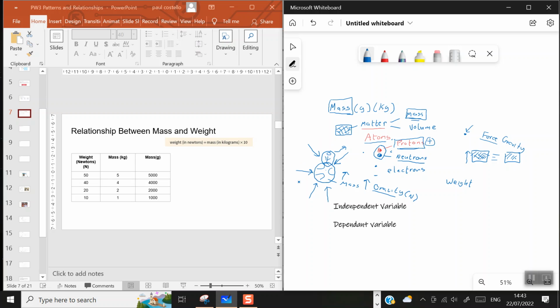Now, when we talk about weight, weight is a force, and it's measured in newtons. Basically, weight is the force of gravity acting on your mass. So for example, when you're on the Earth, because of the mass of the Earth, there's a force of gravity that's pulling you towards the Earth. And as a result of that, you have weight on the Earth. Okay, so you have a weight that's associated with you.